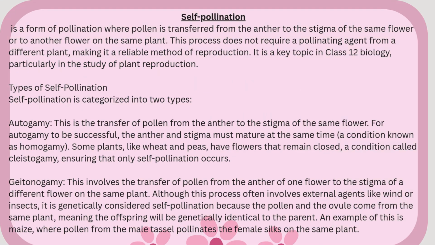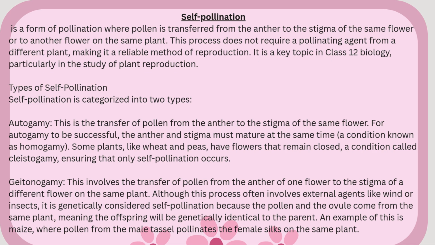Self pollination is a form of pollination where pollen is transferred from the anther to the stigma of the same flower or to another flower on the same plant. This process does not require a pollinating agent from a different plant, making it a reliable method of reproduction. It is a key topic of reproduction in plants.